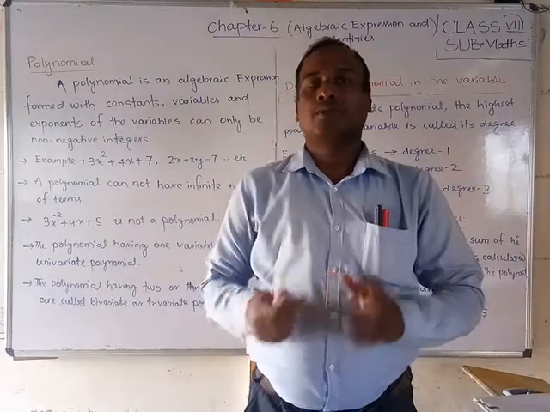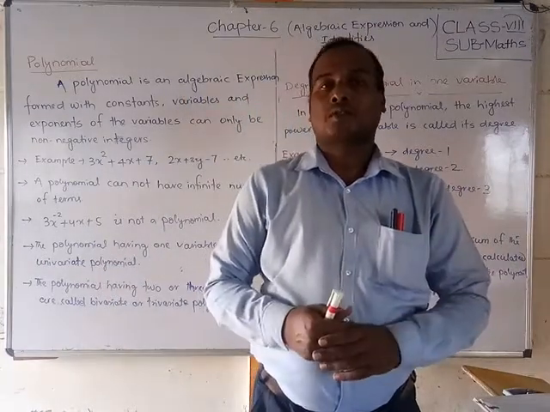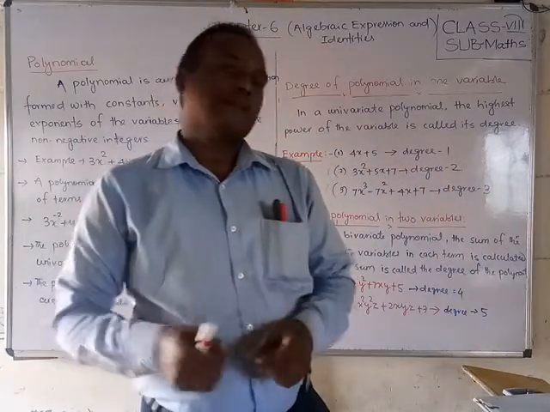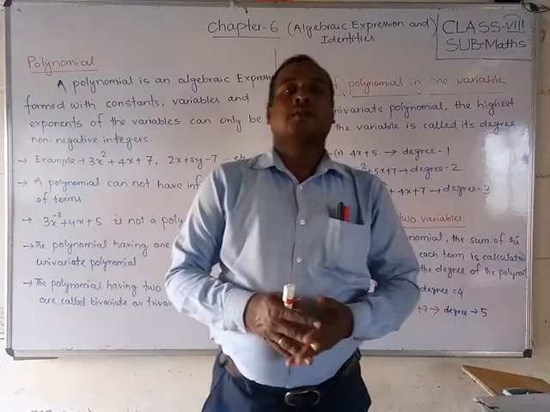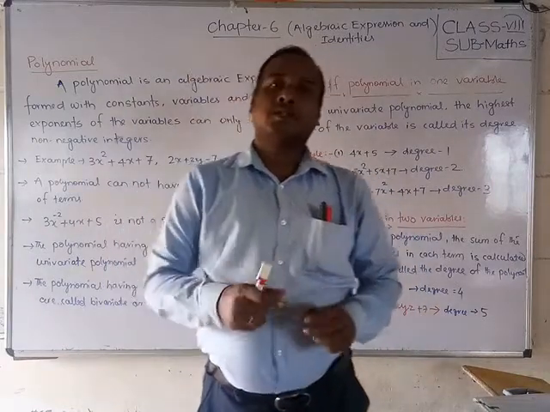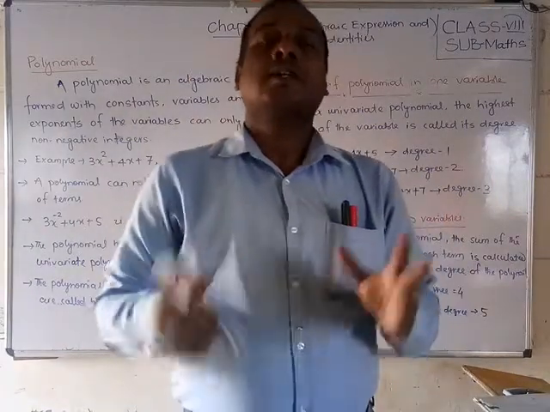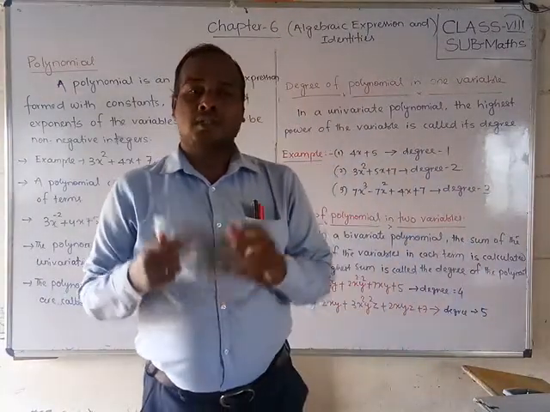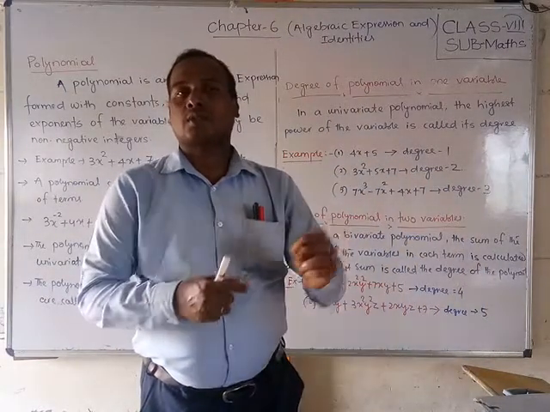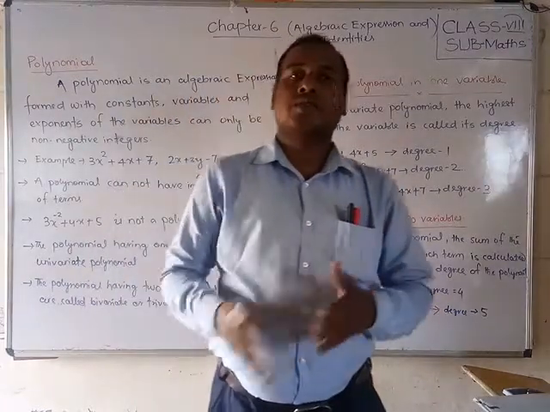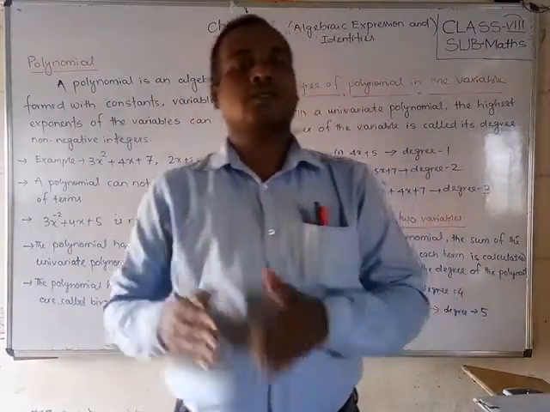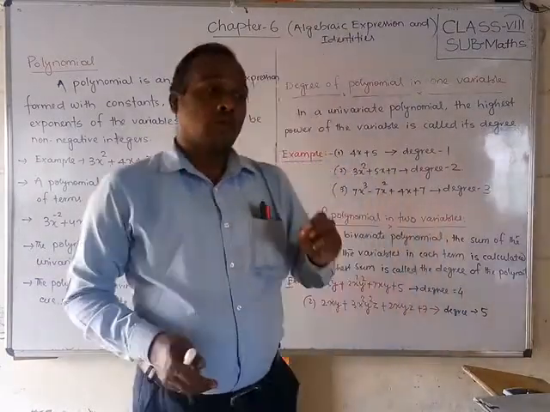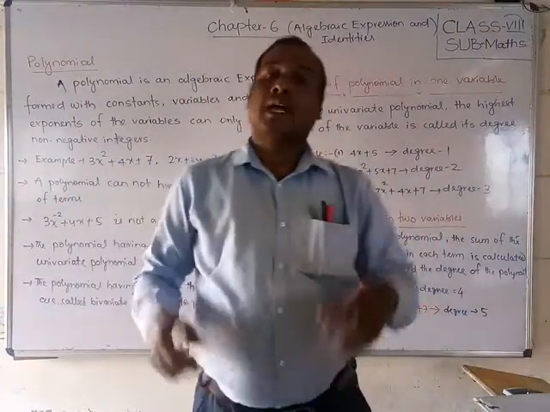Students, today we are going to start a new chapter, our 6th chapter, algebraic expressions and identities. In previous chapters, you have already studied what an algebraic expression is: an expression with variables and constants with the basic operations of addition, subtraction, multiplication and division. But today we are going to discuss algebraic expressions and their identities.